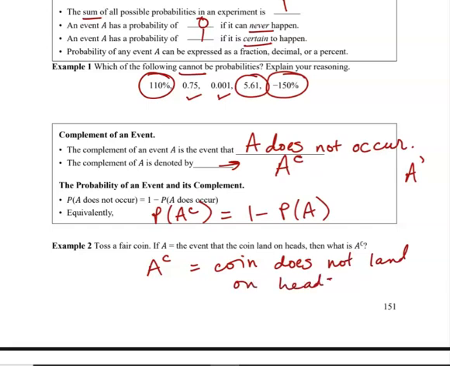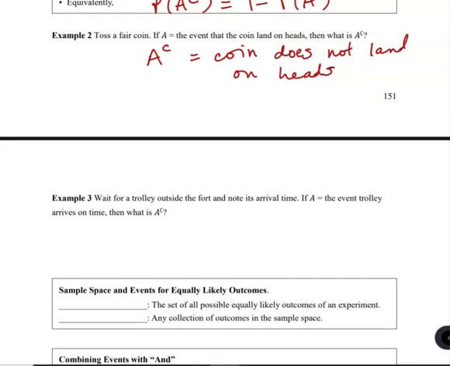And I know that that means tails, but I want to be really emphatic that it's the probability of the event that A does not occur. So if heads is the one we're interested in, the complement is that A does not occur, meaning it does not land on heads.